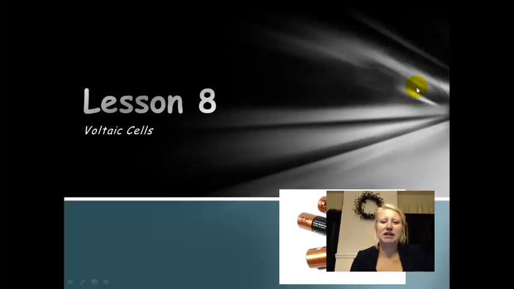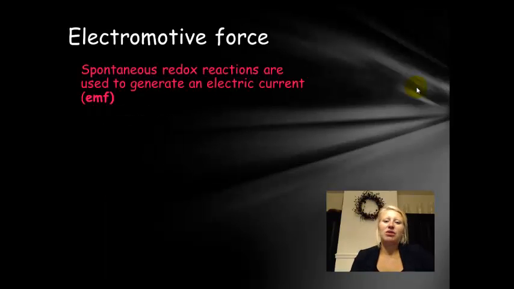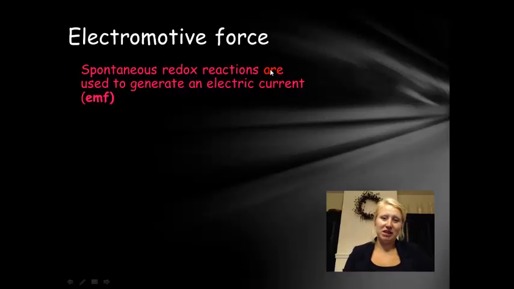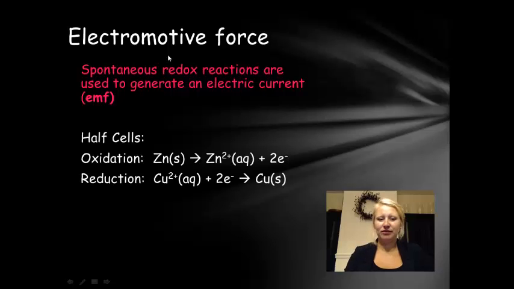Lesson 8, Voltaic cells. An electromotive force is a spontaneous redox reaction. It just occurs. It's a redox reaction that happens and is used to generate an electric current. Remember, electrons are really what make up a current or electricity. Because electrons are being lost and gained in a redox reaction, there is a current. Electromotive force stands for electron motion.